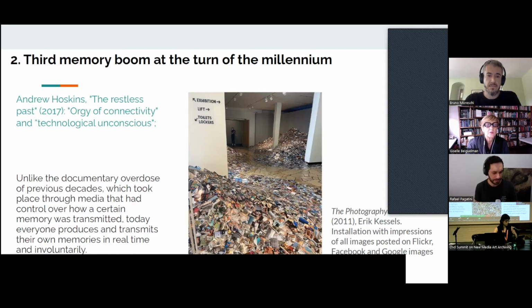But actually, this work is translating another moment in what some authors, such as Andrew Hoskins, call a third memory boom, which is different from the documentary overdose of previous decades basically because of this characteristic that everyone is producing and transmitting their own memories in real time and in an involuntary way, creating this process of a technological unconscious in which invisible operations of software and algorithms also play an important role. In other words, the problem is no longer just the obsession with archiving, but the difficulty of understanding when and how and for whom we are producing memories.